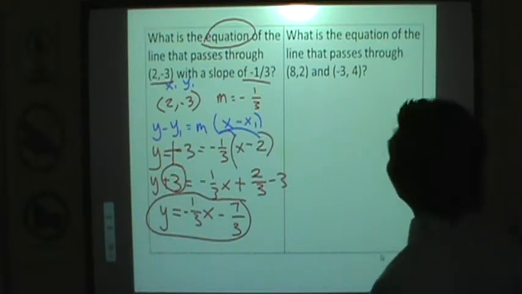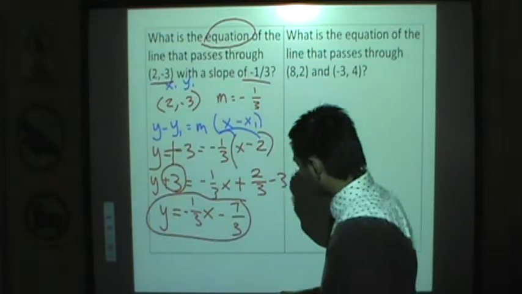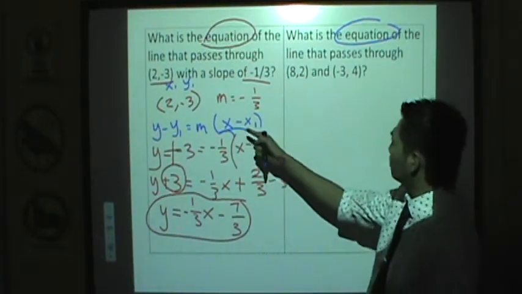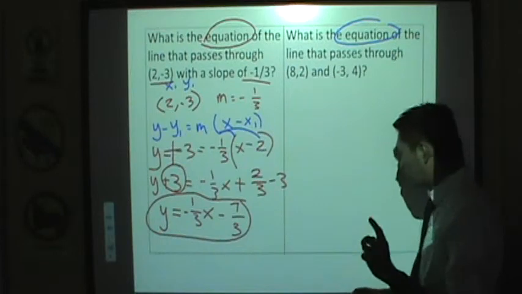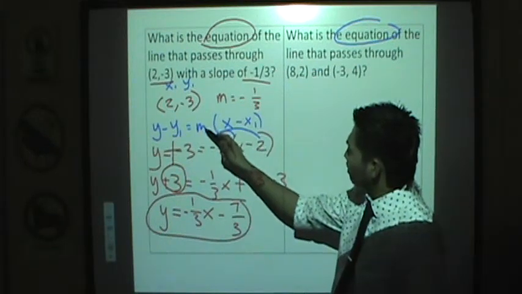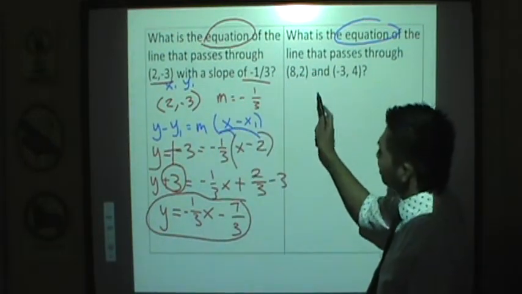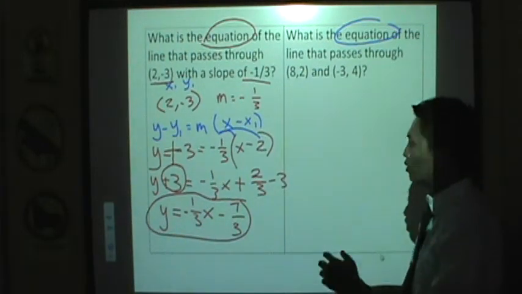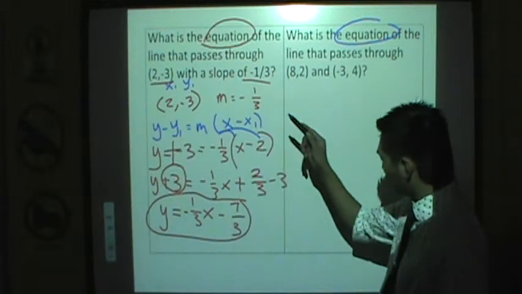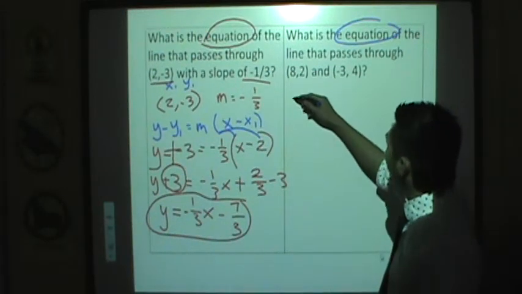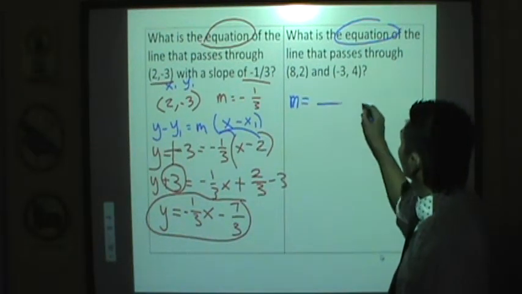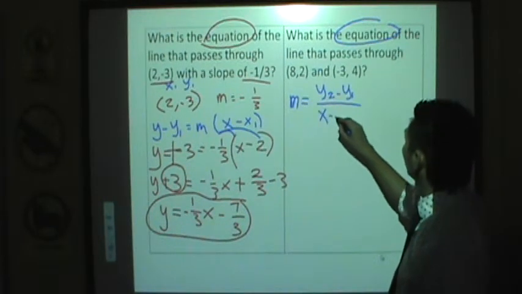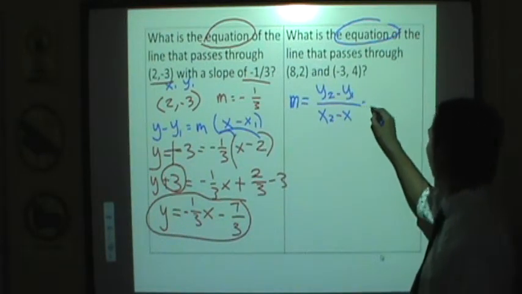For the next one, we're going to use the same formula because we are being asked to solve for the equation, so that means we need to solve for the formula. But you have to remember, you need to find the slope first. So here, we only have 2 points, but we don't have the slope. But we learned that to find the slope, we have m equals y2 minus y1 over x2 minus x1. That's how I find the slope.